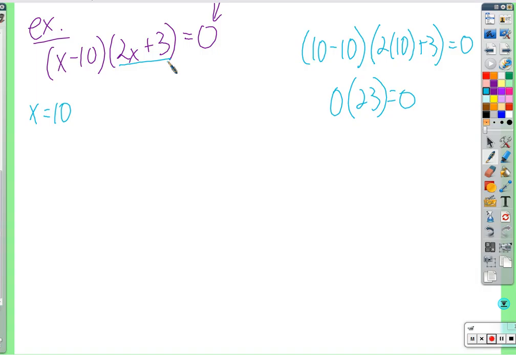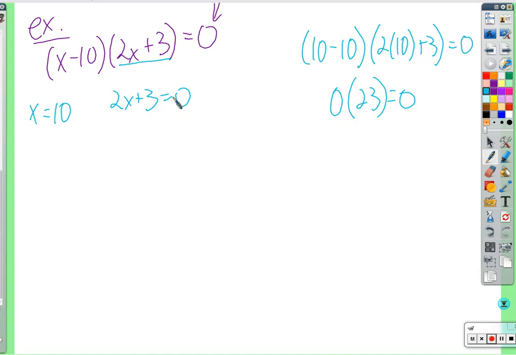0 times anything is 0? Yeah, we'll call that good. What we really have to say is, if I multiply two things together and I get 0, then one of those numbers would have to be 0. It doesn't sound the same, but it is a little different. So we need this to be 0, because the only way to multiply two numbers together and get 0 is if one of them is 0. So this has to be equal to 0.